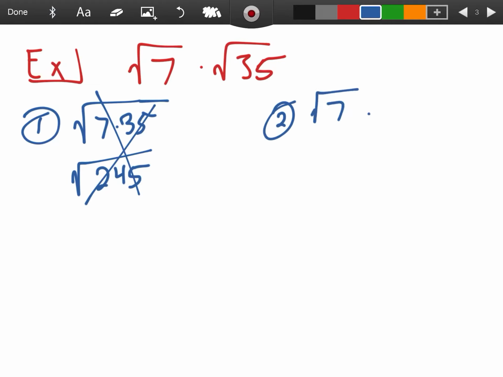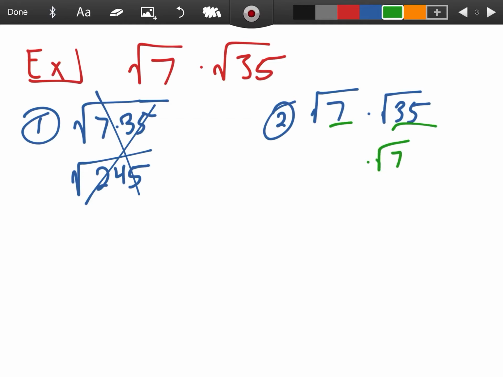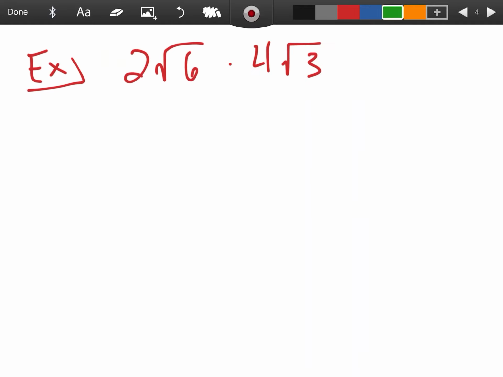Instead, I would take a look and see, well, square root of 7 times square root of 35, I immediately notice that 7 is a factor of 35. So I can rewrite square root of 35 as the square root of 7 times the square root of 5. Then, because I have the square root of 7 times the square root of 7, that's just 7 root 5. All right, so that problem is made much simpler just by identifying 7 is a factor of 35.